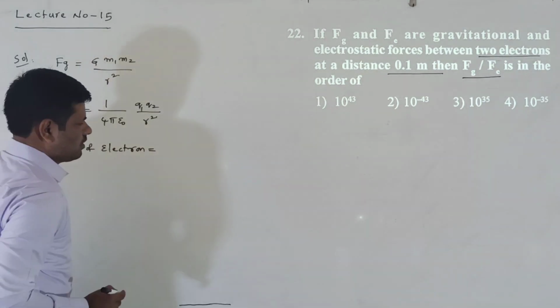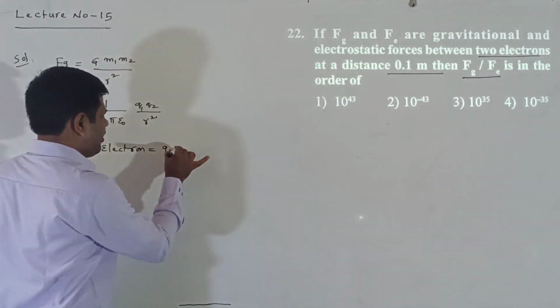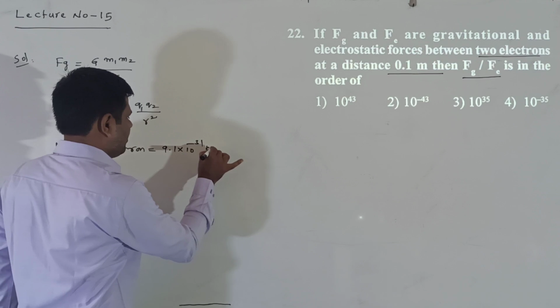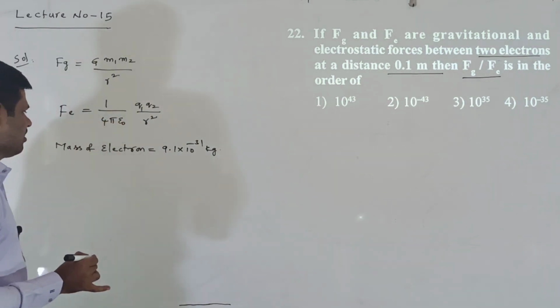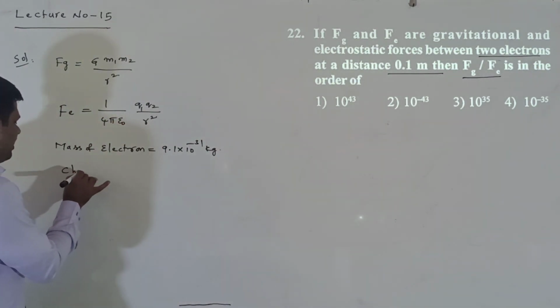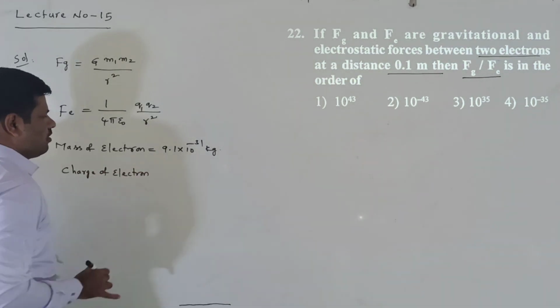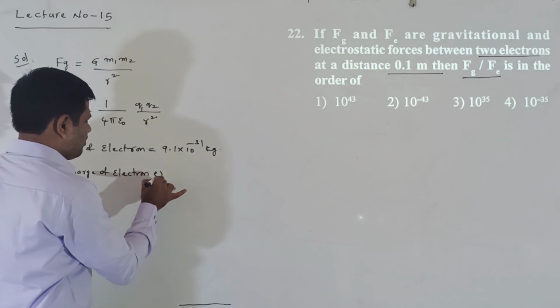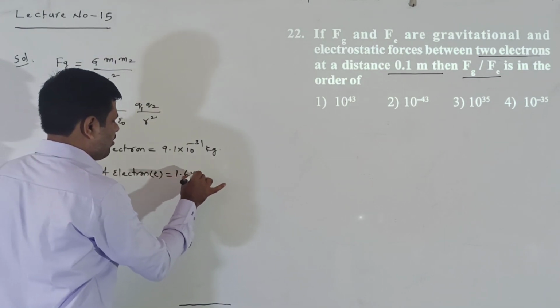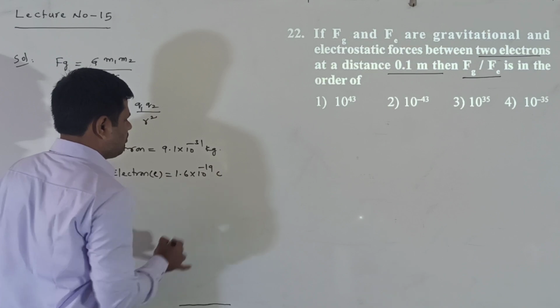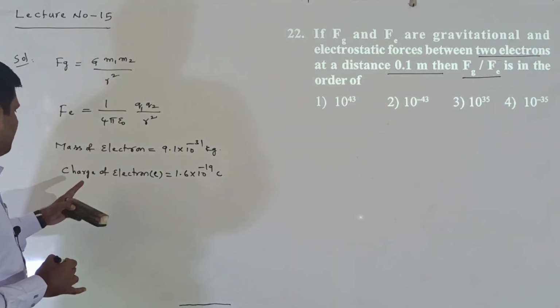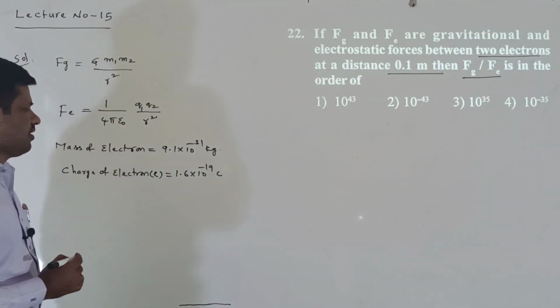Remember this value. The mass of the electron is 9.1 × 10^-31 kg. Next, the charge of the electron is also required. Here it is denoted with e. This value is 1.6 × 10^-19 coulombs. This is the mass of the electron, and this is the charge of the electron.